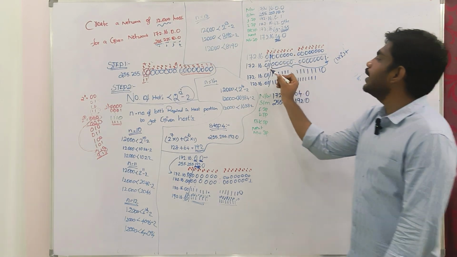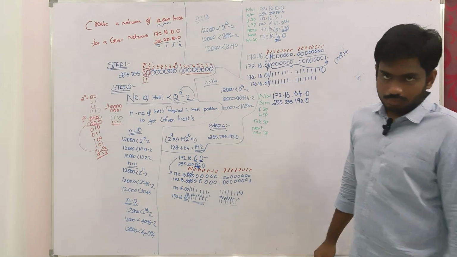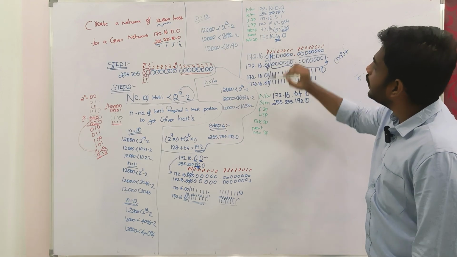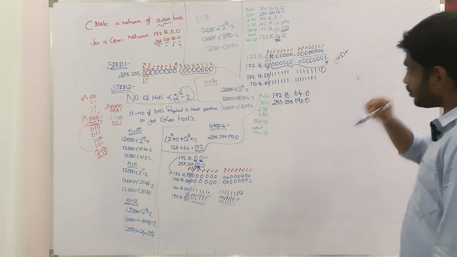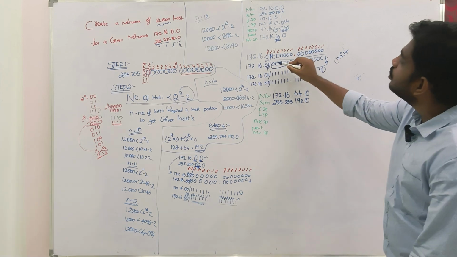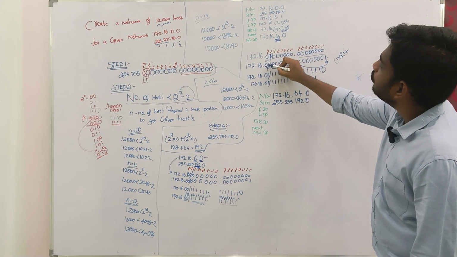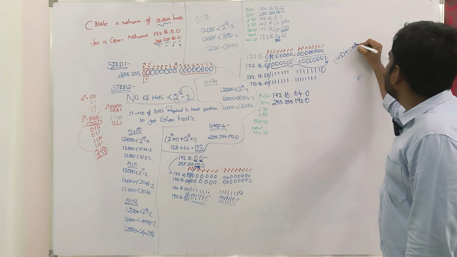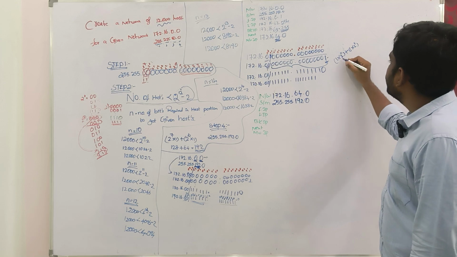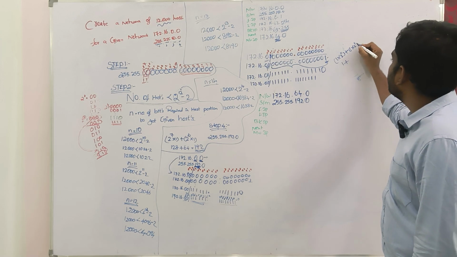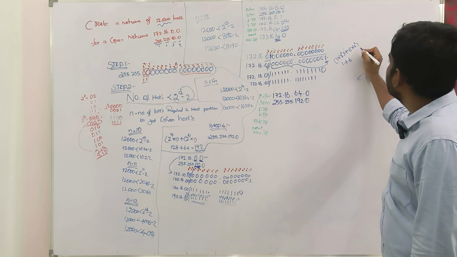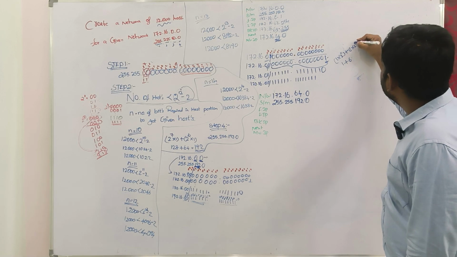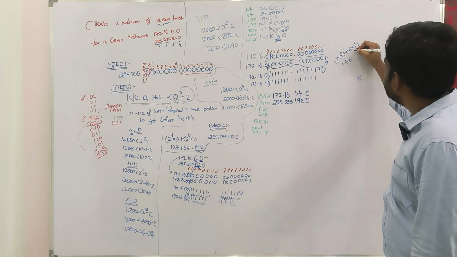In the network portion we have a one here. That one should be multiplied with the corresponding power of 2. So what is the corresponding binary bit of 1 with power of 2? 2 power 6, which is 1 times 2 power 6. So 2 power 0 is 1, 1 into 1 is 1, 2 power 6 is 64. Yes, 2 power 6 is 64.